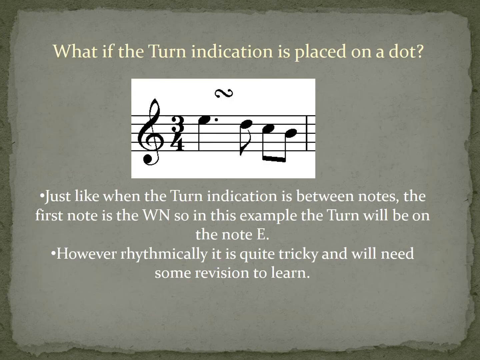Now sometimes you see a turn sign that's between two notes, but actually the first note, the one we normally regard as the written note, is dotted, so therefore we call it placing a turn on a dot. Now how this works is just like when the turn indication is played between two notes, the first note is the written note, so in this example the turn will be on the note E. However, rhythmically it's quite tricky, so you will need to go over this a few times and revise it to get to understand how to work out the rhythm correctly.